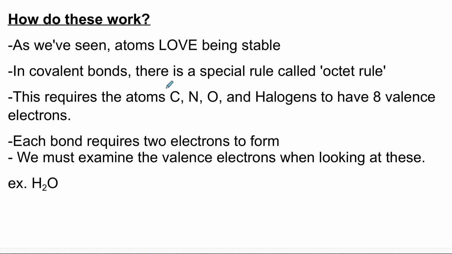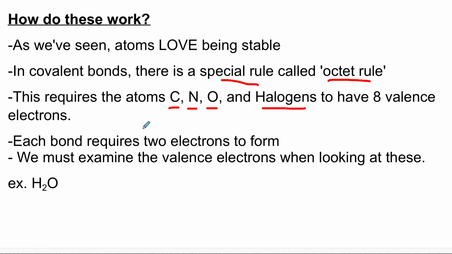And in covalent bonds, this stability comes from a special rule called the octet rule, which means that there has to be 8 valence electrons around the elements of carbon, nitrogen, oxygen, and all of the halogens. And it doesn't have to own 8 of its own, it can be shared with it. So this is where it's a little bit different than ionic. One thing to know is that each bond requires 2 electrons to form, and we really have to think about valence electrons when we're looking at these.